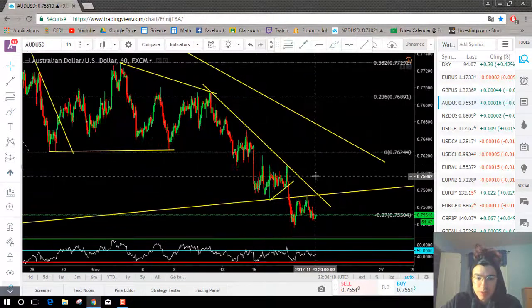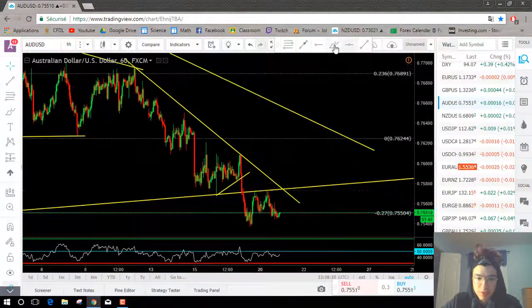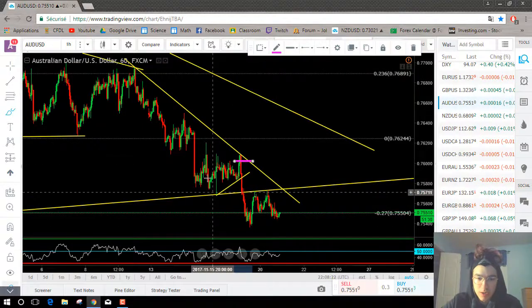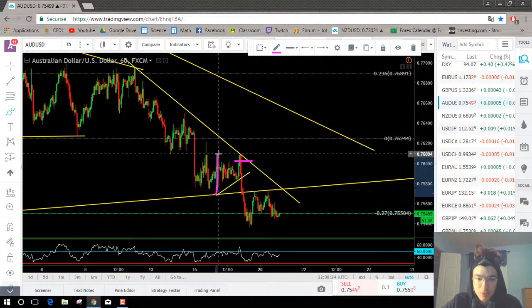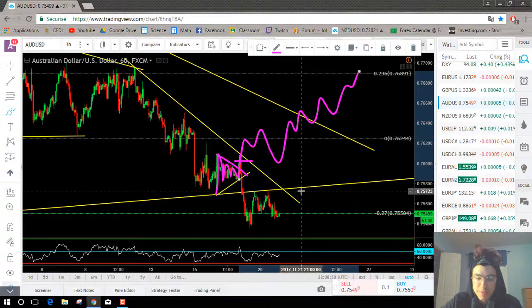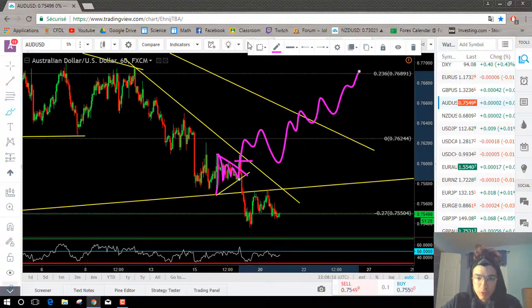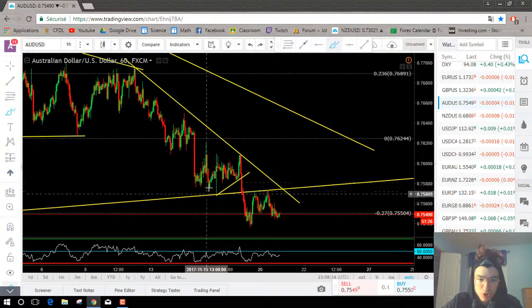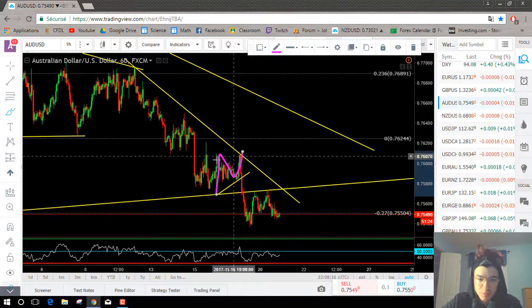AUD USD, it went down. Last week I bought right here because I was looking at this being an impulse, this being the correction, and that we were actually going back up to make a bigger correction. So we made another down. There's no problem with that. We just made a correction right here, and after we went down, so it's all good.